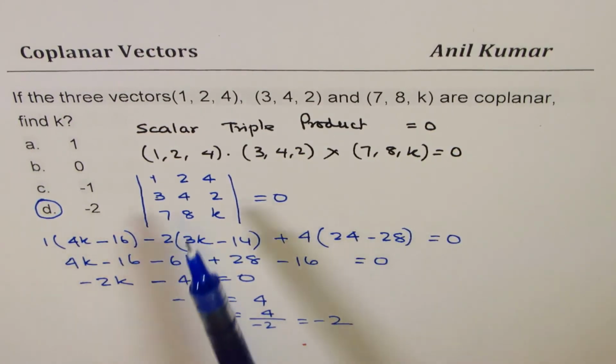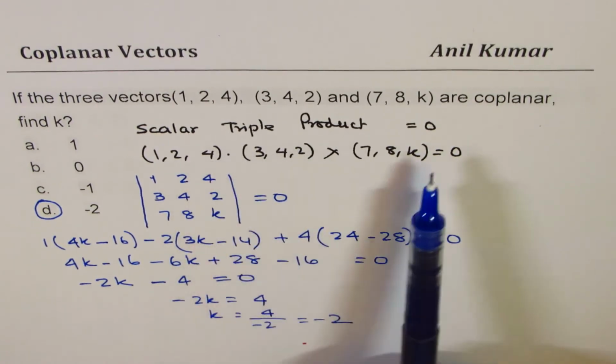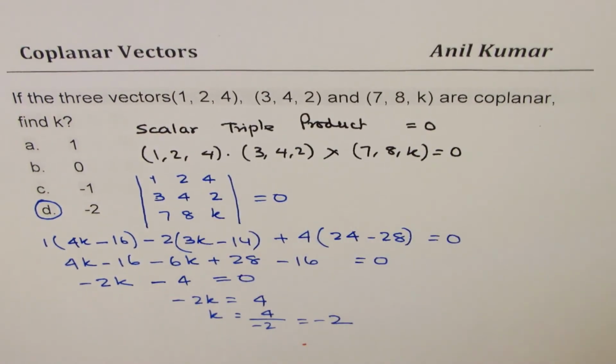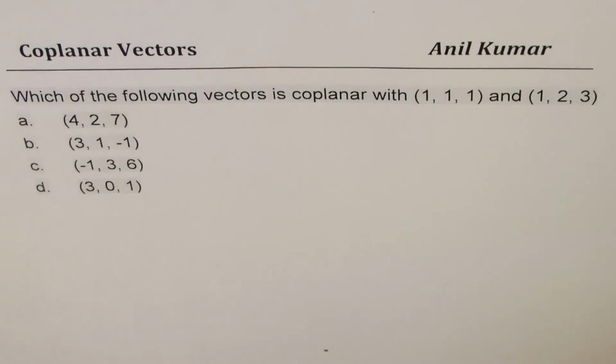So those of you who know this method, that's fine. Otherwise, you can do cross product and then dot product, equate to 0, find the value of k, right? That's the whole idea. Now let's take up the next example.